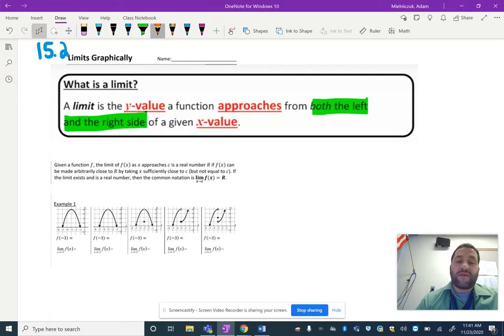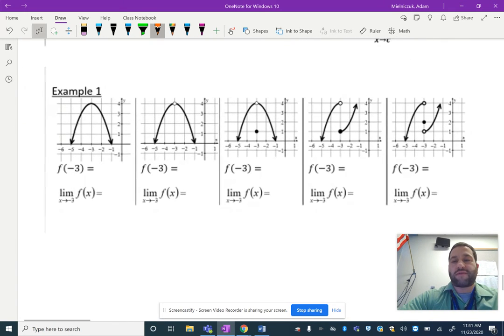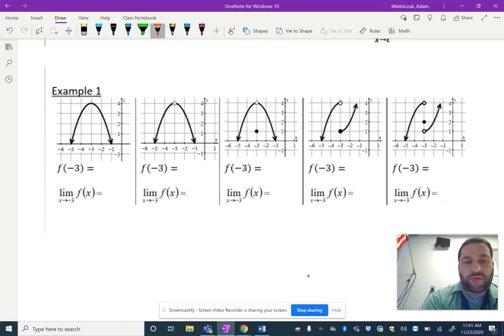Let's take a look at asking the same piece of information on 5 different graphs and see how it can all be different. Okay, so let's focus on our graphs now. First thing we want to do is find f of negative 3 for all these. That means when x is negative 3, what is y? In the first one, we see it's 4. In our second one, we see that there's no value at negative 3 because it's an open circle.